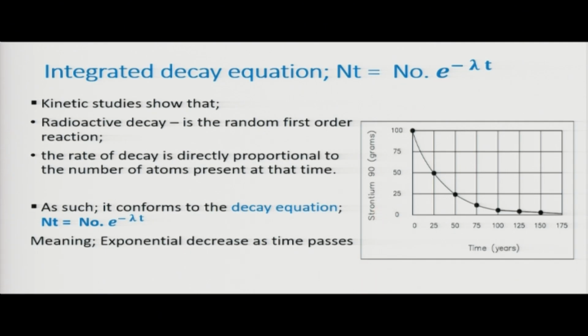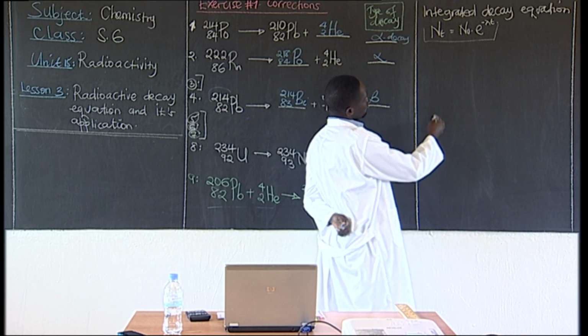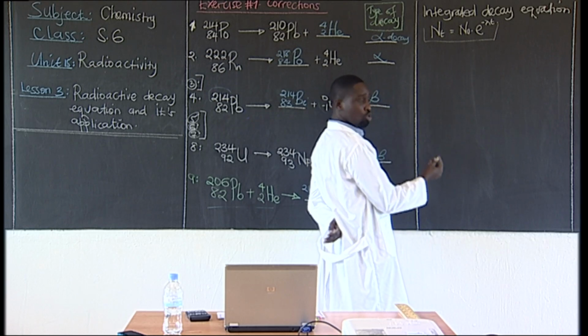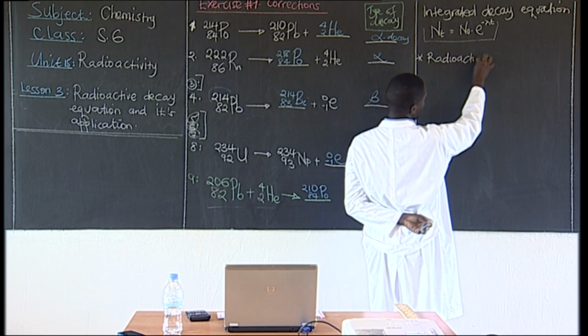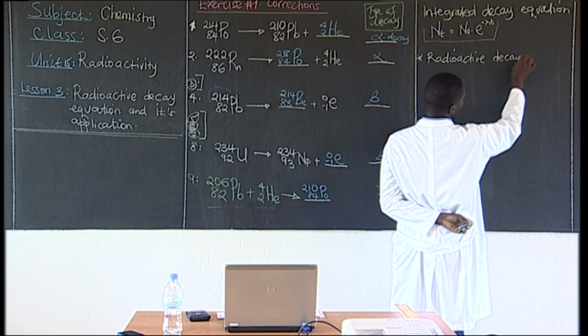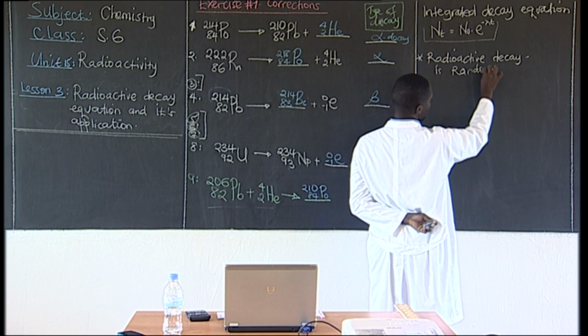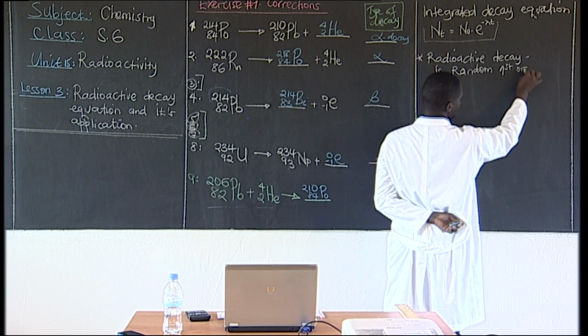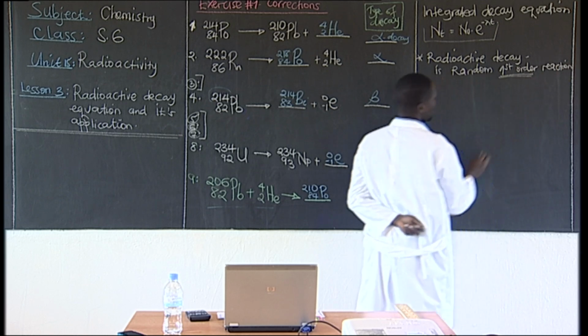So today's focus is to derive where this expression is coming from. Now let's go through it and derive it. After understanding what it implies, let's now derive it. So the starting point is to notice that radioactive decay is random. It's a random first order reaction. Remember the order of reactions? Yes, it's a random first order reaction.